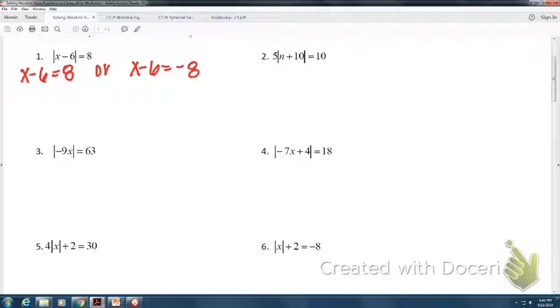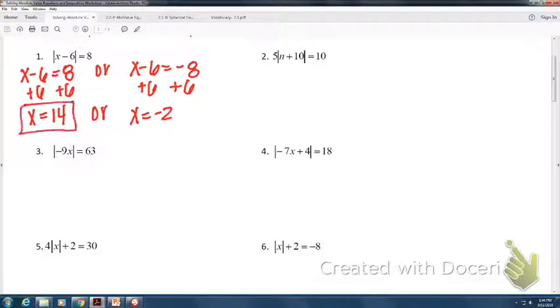Then, after you've broken it apart, all you're doing is solving those 2 equations. So I'm going to add 6 to both sides, and I'm going to get x equals 14, or what am I going to get on the other side? X equals negative 2. So when it comes to solving equations, granted, that was a really basic one. That's the answer, right? It's very simple.